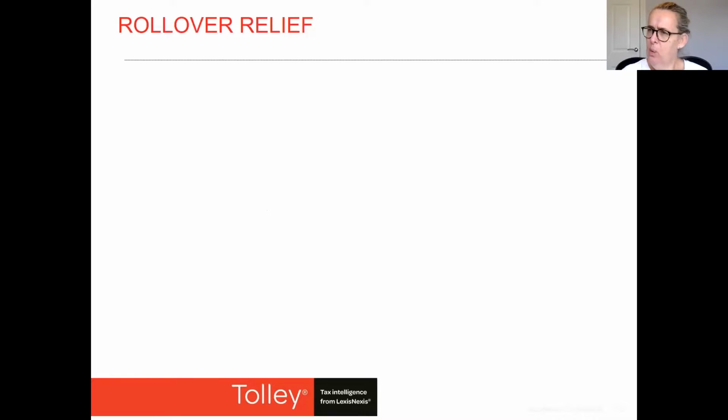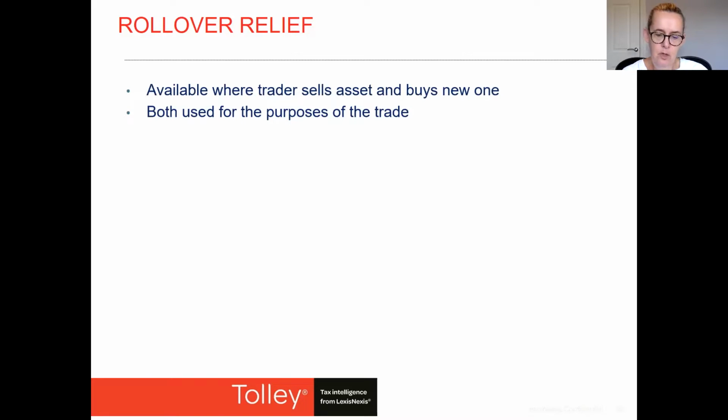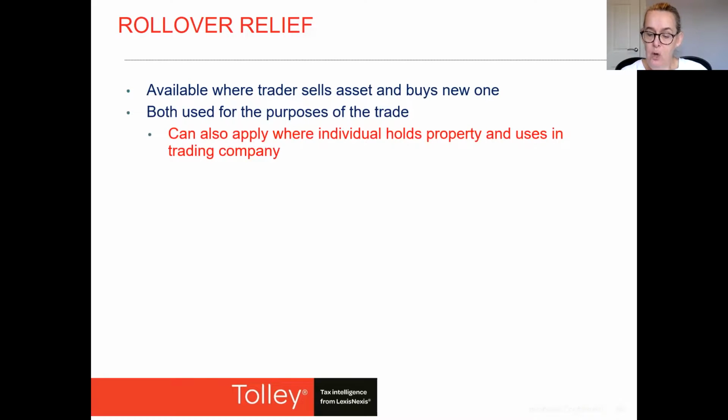A couple of other things to think about with commercial property, which probably don't come up very often for non-commercial property. Rollover relief is available when we have somebody who is trading, sells one property and buys a new one, both of them being used for the purposes of the trade. It can also apply where you have, say, an individual who holds property and uses it for the purposes of their trading company, or indeed for the purposes of their partnership. You just have to be a little bit careful, because to roll over the gain, it's got to be the same person holding the property for the same business. So if you had two standalone trading companies, you couldn't sell a property used by one and roll over the gain into a property used by the other.